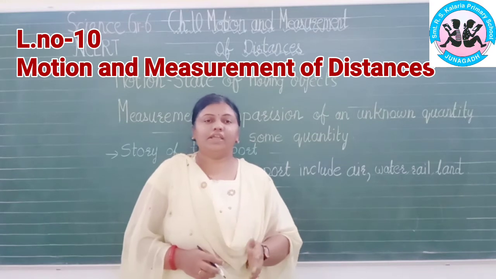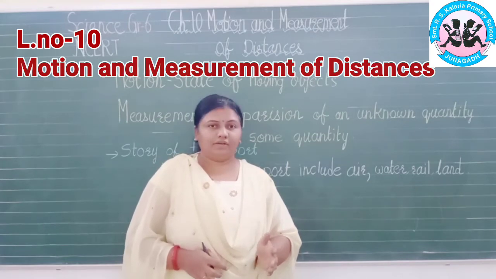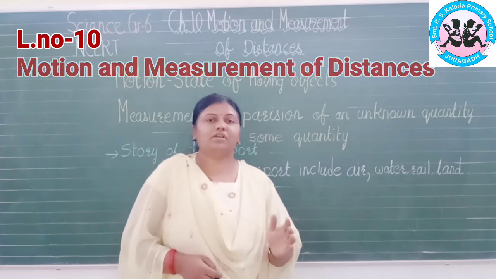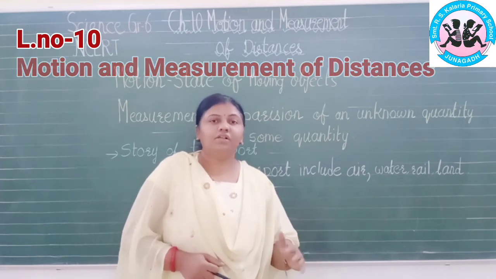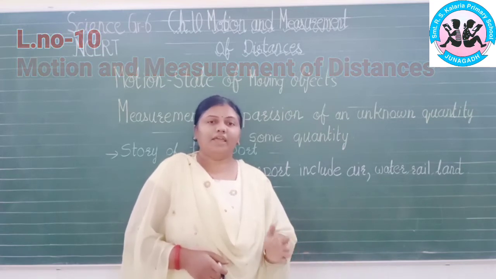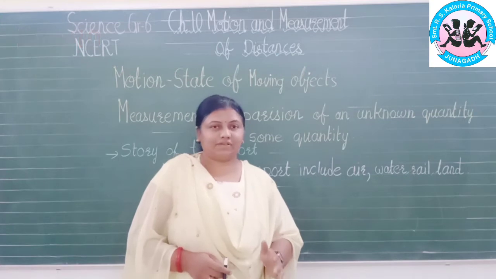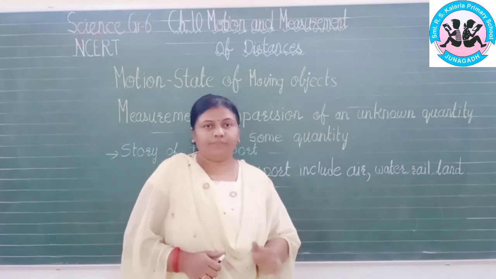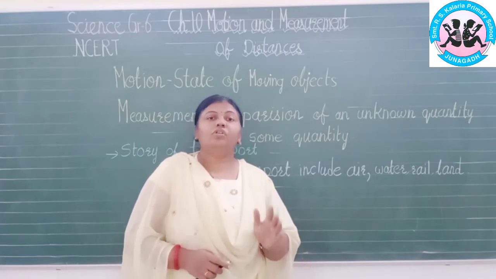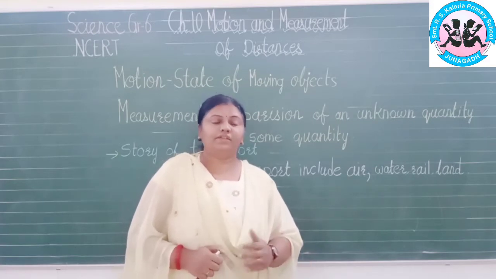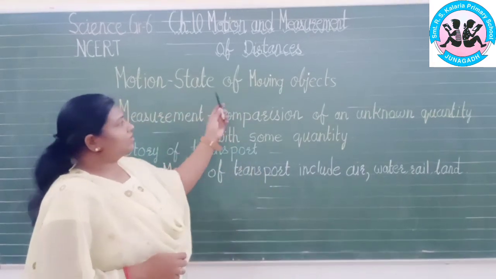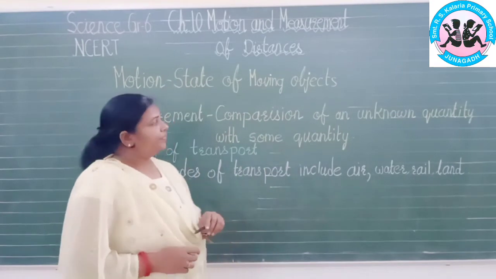Suppose you take any example of an ant. After a few minutes you can see that the ant is not at the same place. It will change its position. It will be at a different place. But at the same time, you see the desk or chair, it will not move by itself. So the change in position of the ant is termed as motion. So motion is a state of moving objects.